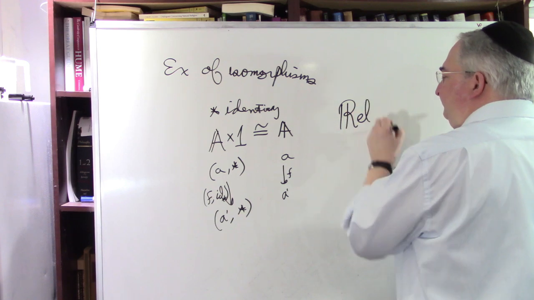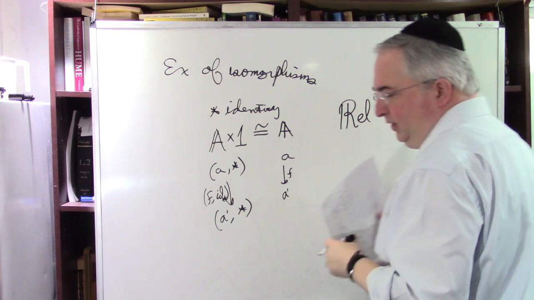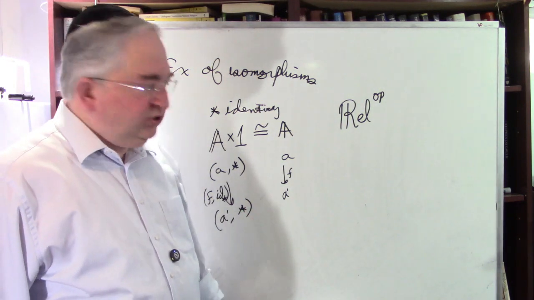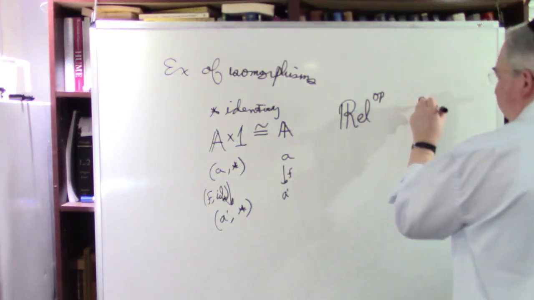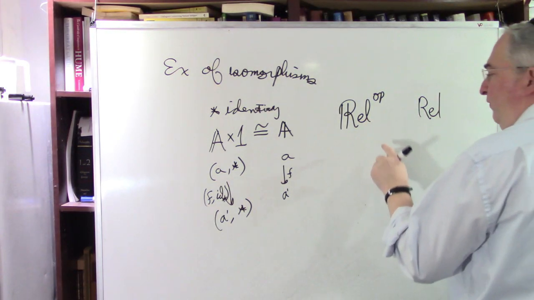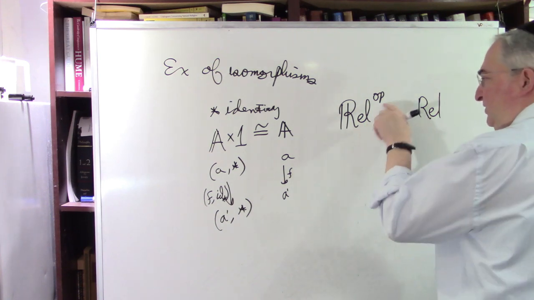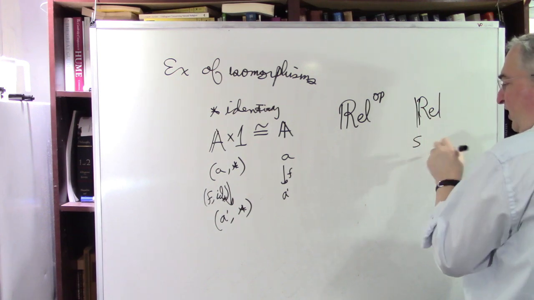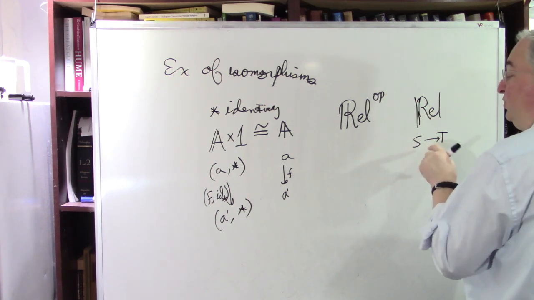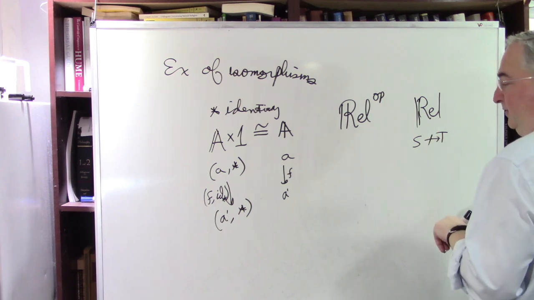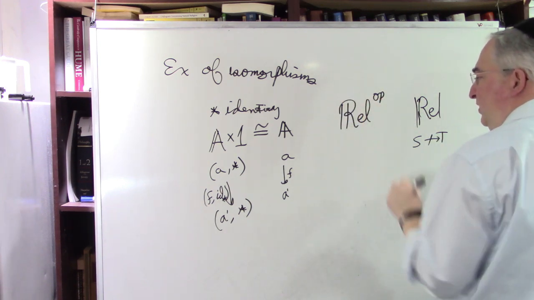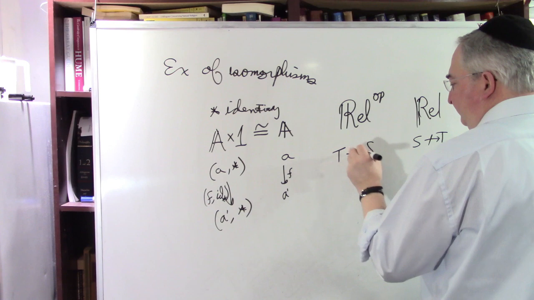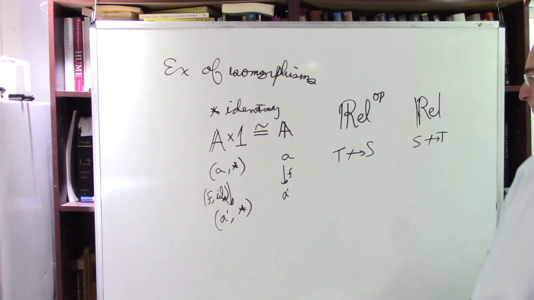Rel op. Okay, let's go through this. What's rel op? The objects are sets, just like in rel. And the morphisms from S to T, the objects here are also sets, and the morphisms from S to T is a relation from S to T. We wrote it like that. Well, guess what this is? The objects are sets, and the morphisms are relations from T to S.